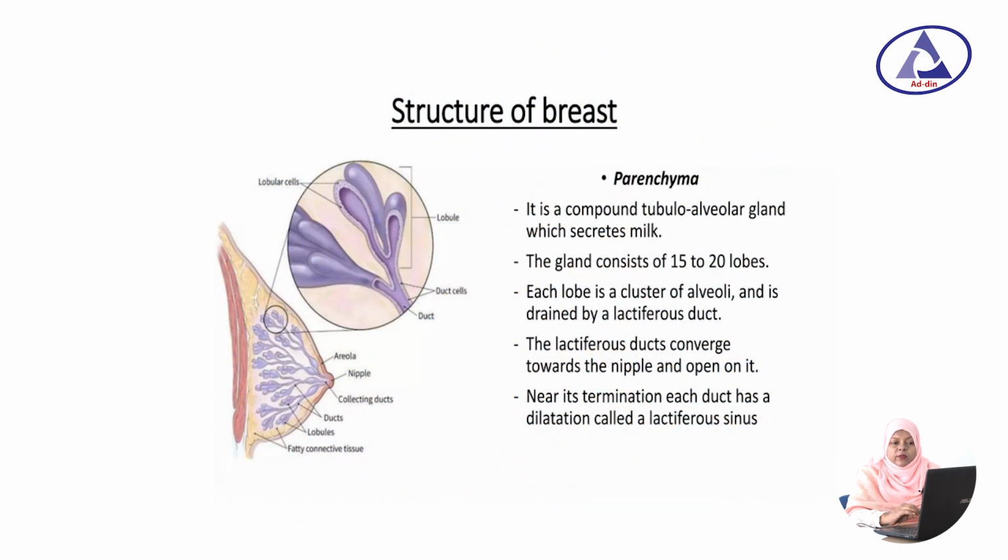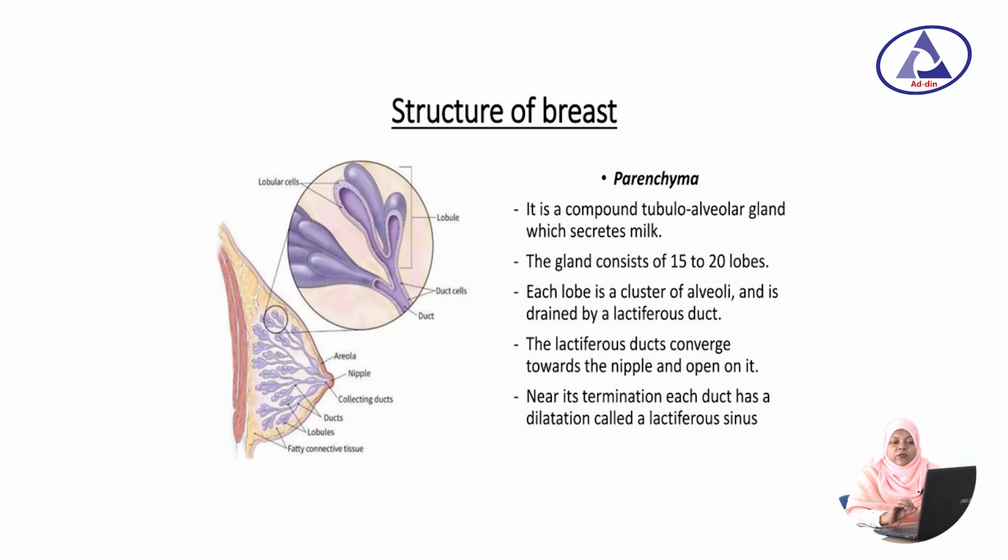Again, this parenchyma is a... if we want to know the type of gland in the breast, this is a compound tubulo-alveolar gland. Again, what type of gland is it? It is an exocrine gland, and exocrine glands had a composition or component, it is a compound tubulo-acinar gland. Again, compound tubulo-acinar gland which secretes milk.